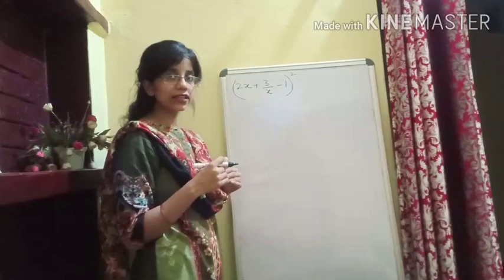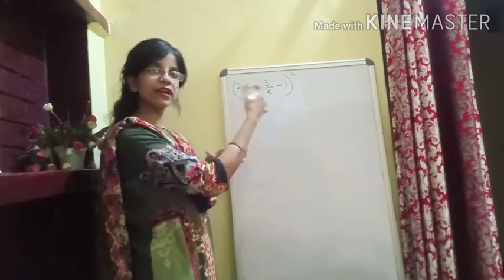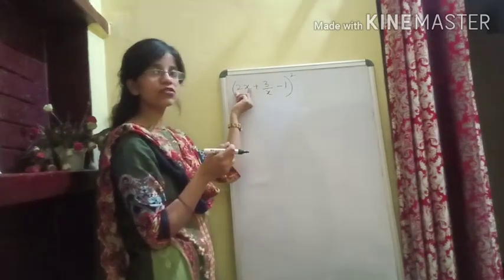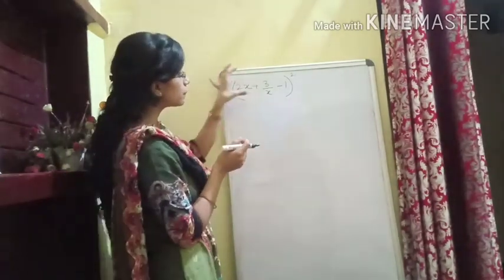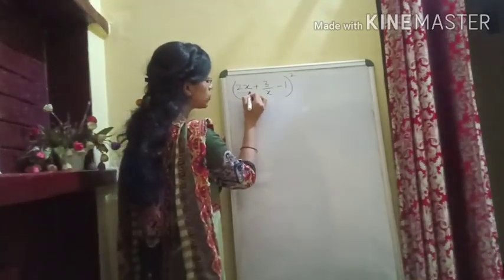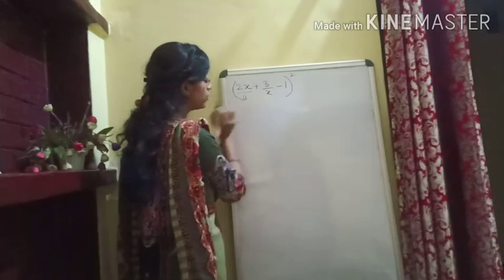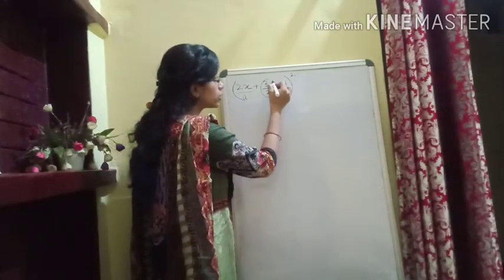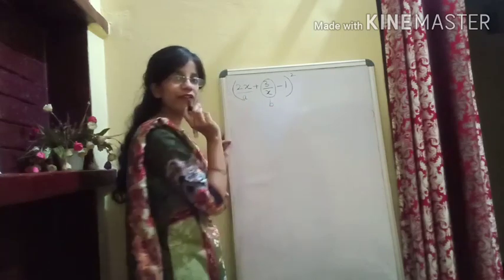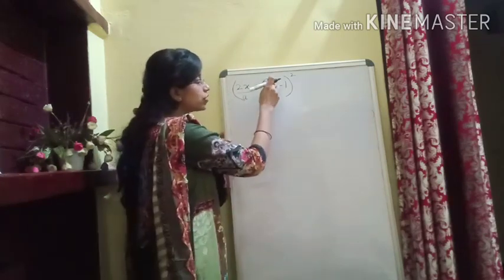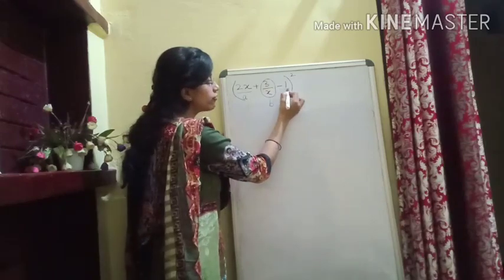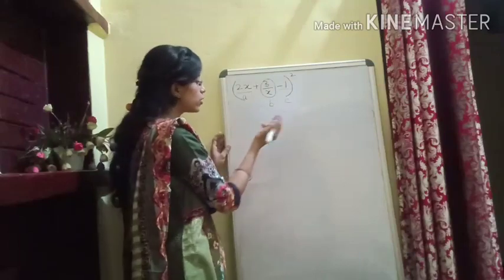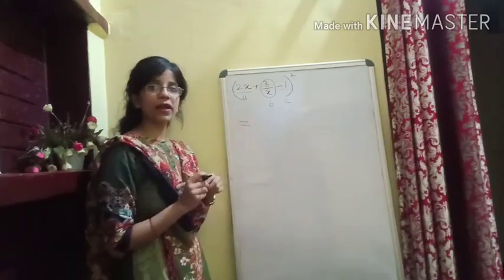Before we use the identity, this time I am not going to write the identity, I am going to put the values directly, and you can recall the identities. What is at the place of a? It is 2x. What is b here? This whole thing is your b, so the value of b is 3 upon x. What is the value of c? Is it 1 or minus 1? It is minus 1.